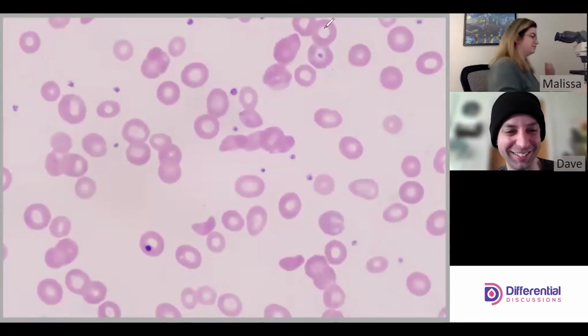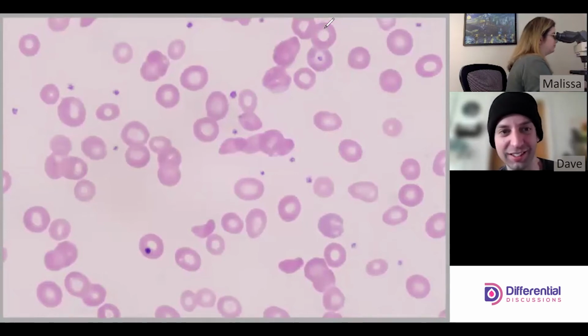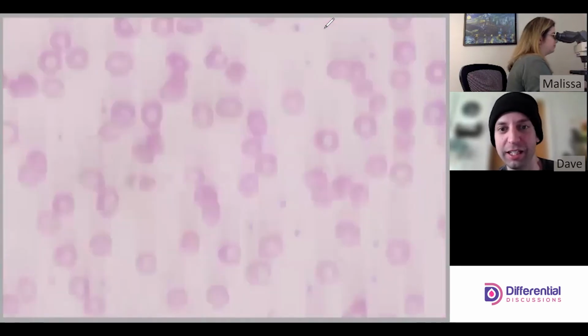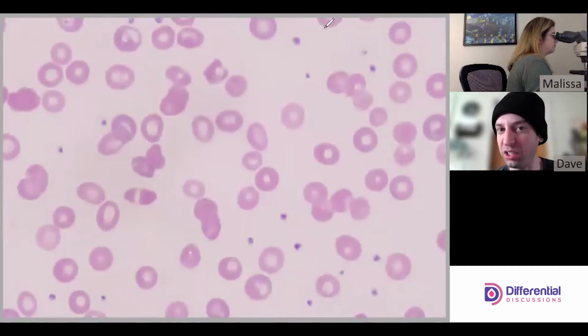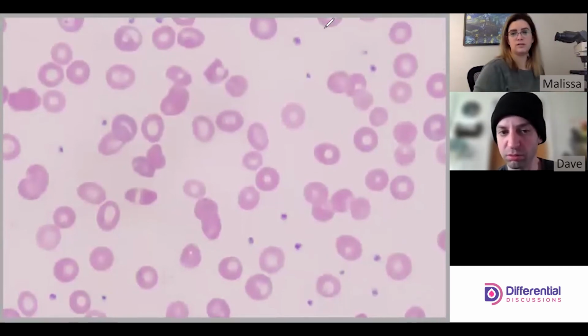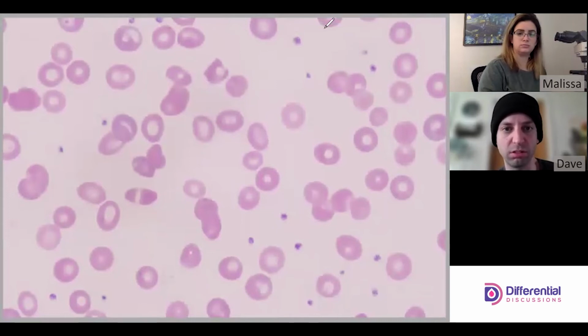Cool. This looks like kind of a low white count too, huh? Yeah, there's not a ton of whites. Yeah, so there's just these sickly ones.